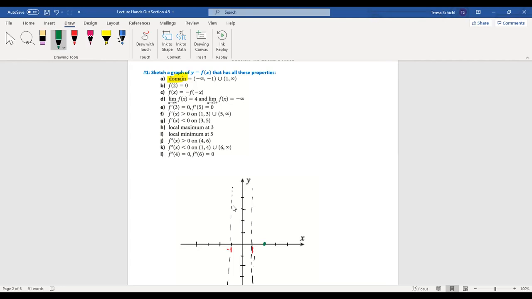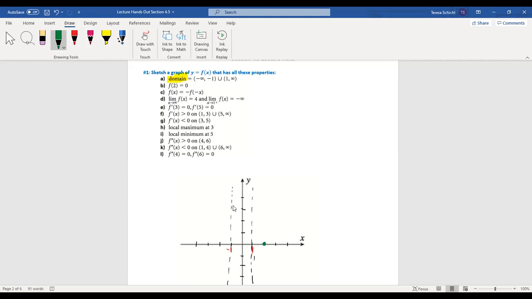So that means I have a point. This is one point on my graph. I have an x-intercept at x equals 2. Okay, so now this next one tells you something about f of x.